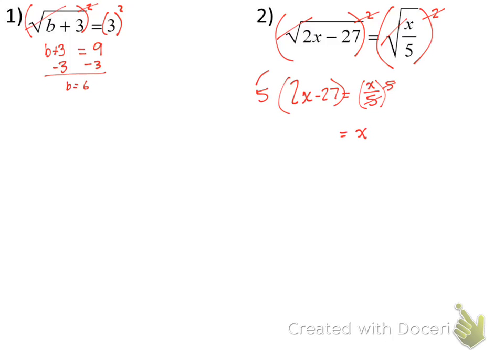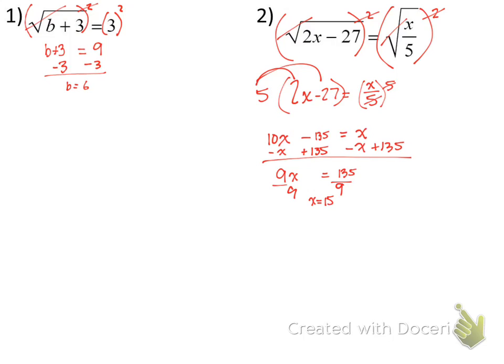Okay, on the left-hand side, distribute the 5. 5 times 2x is 10x. 5 times negative 27 is negative 135. Okay. I'm going to subtract x on this side and also on the left-hand side, and add 135. So we get 9x is equal to 135. Divide both sides by 9, and you get x is equal to 15.